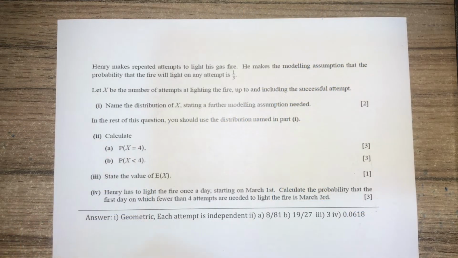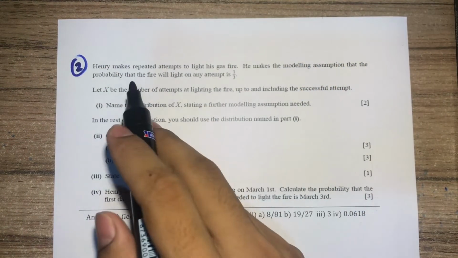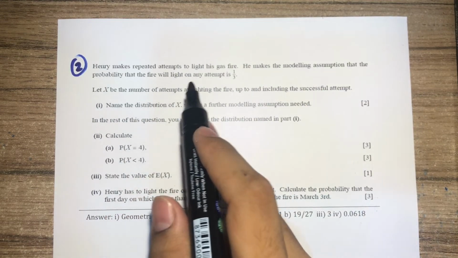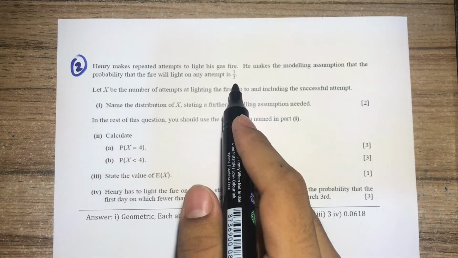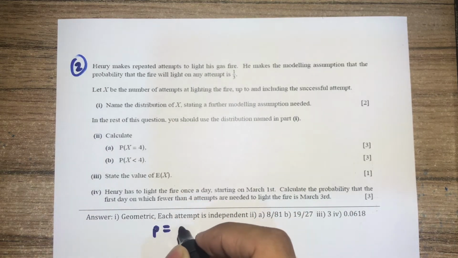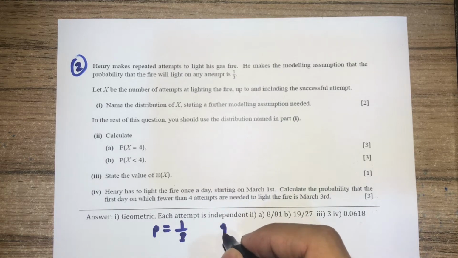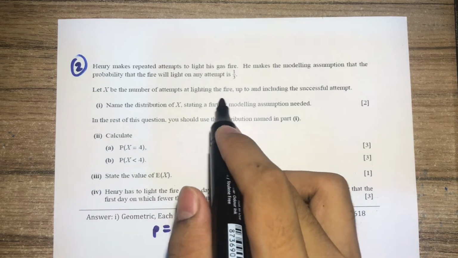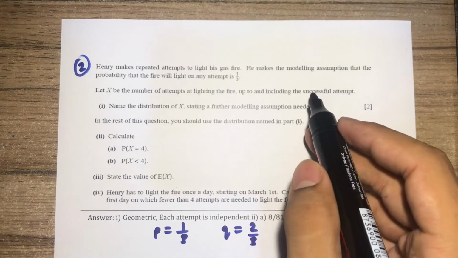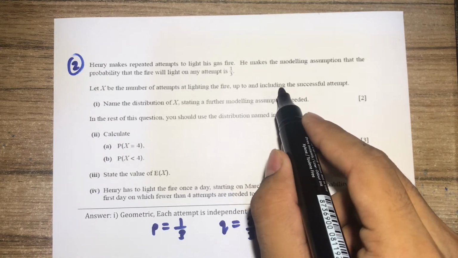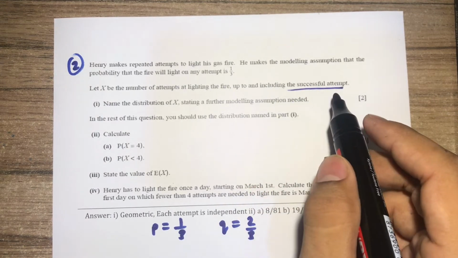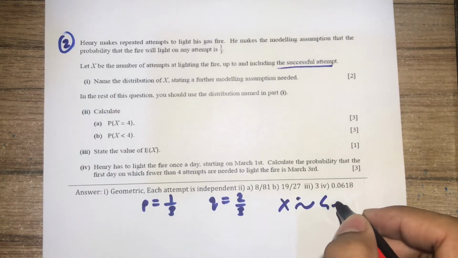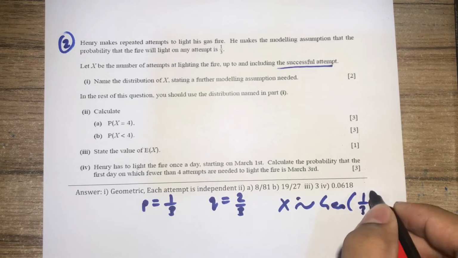So the next question 2. Henry makes repeated attempts to light his gas fire. He makes the modeling assumption that the probability that the fire will light on any attempt is 1 over 3. So P equals 1 over 3, and then obviously Q equals 2 upon 3. Let x be the number of attempts at lighting the fire up to and including the successful attempt. So over here again we're looking for the first success, so that means that this is going to be a geometric distribution. So x follows geo and p is 1 over 3.